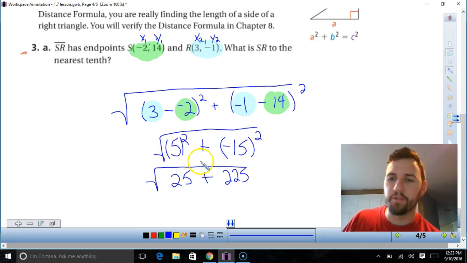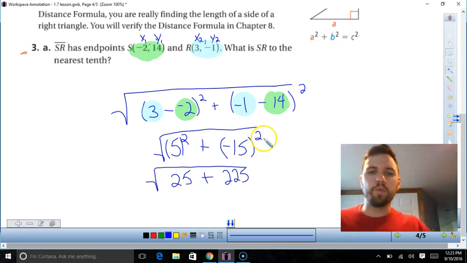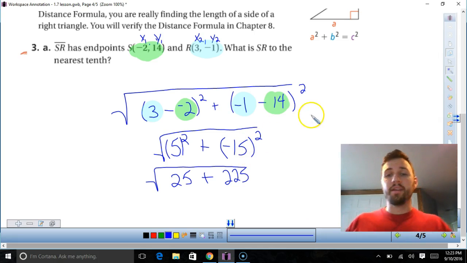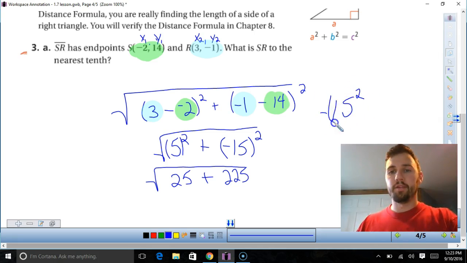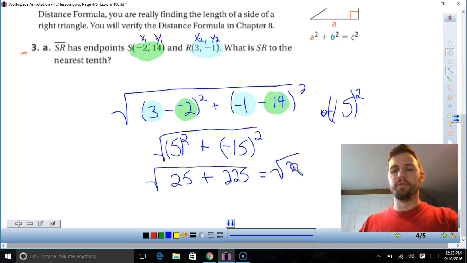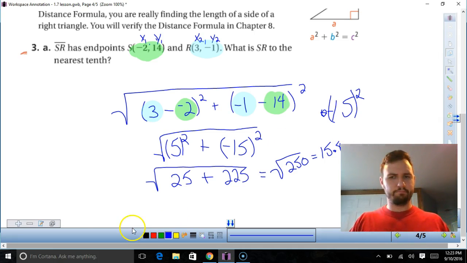But anyways, 5 squared is 25, 15 squared is 225. Remember, whenever you square something, it's positive. If you plug -15 squared into a graphing calculator, it will give you -225. You have to put the -15 in parentheses. Alright? So that's square root of 250, which is about 15.8. Alright, that's it. Have a good day.